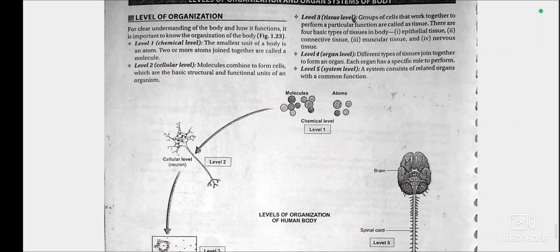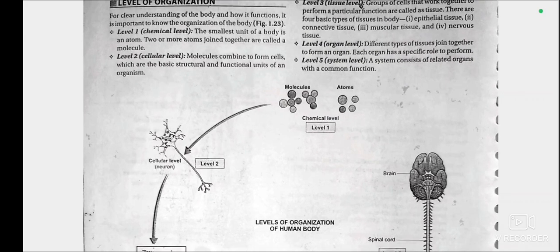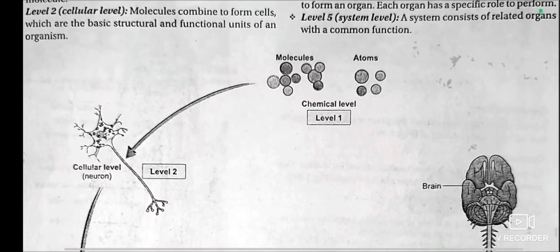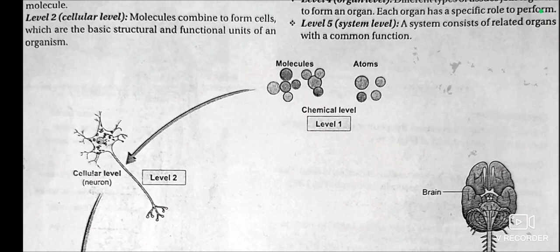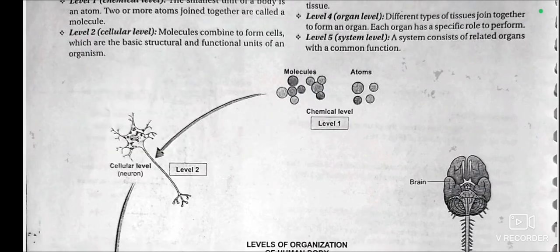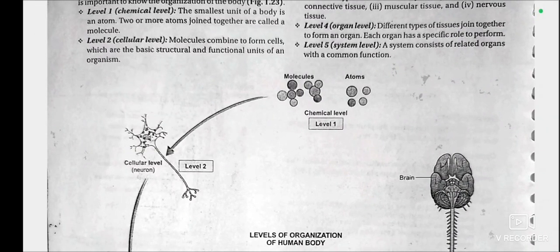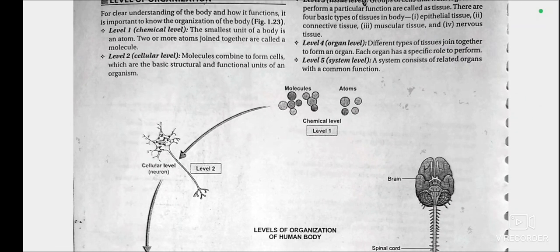Okay, first is chemical level. At the chemical level, the smallest unit of the body is an atom. This is general knowledge. Two or more atoms joined together form molecules. Here, see, this is a single atom, and attachment of atoms you can say is molecules. This is the chemical level, the first level. That chemical level will be converted into the cellular level, the second level.